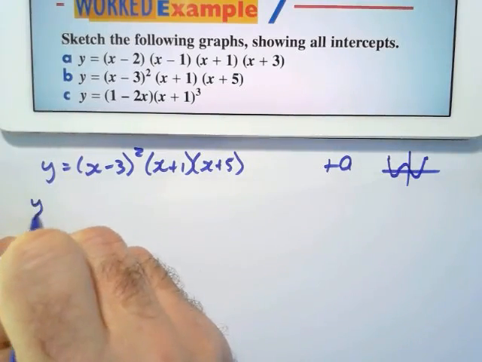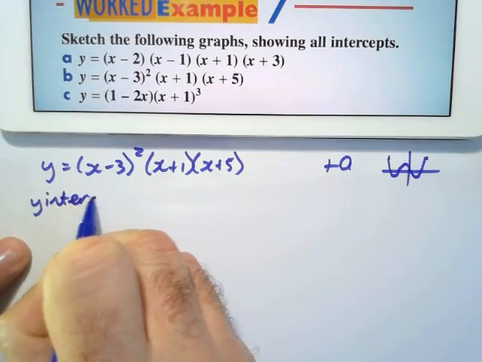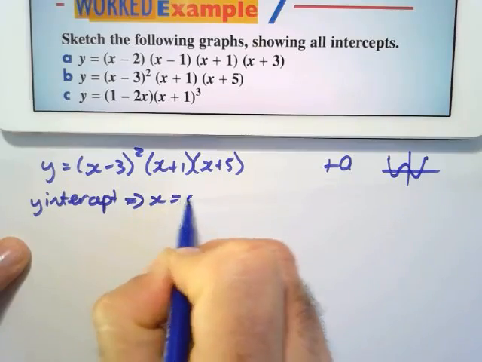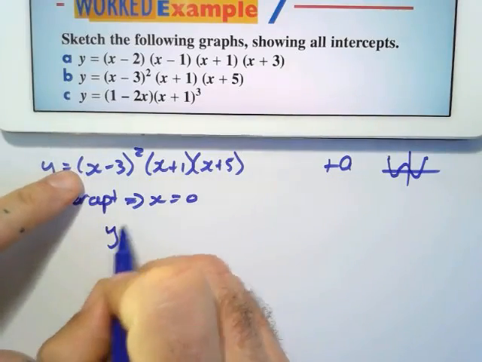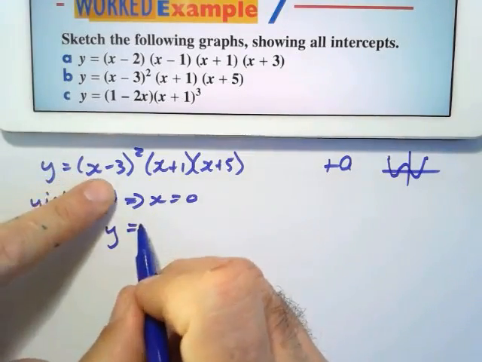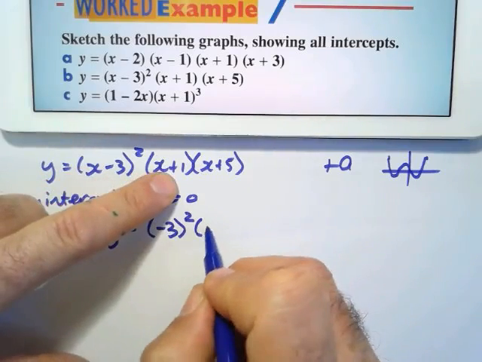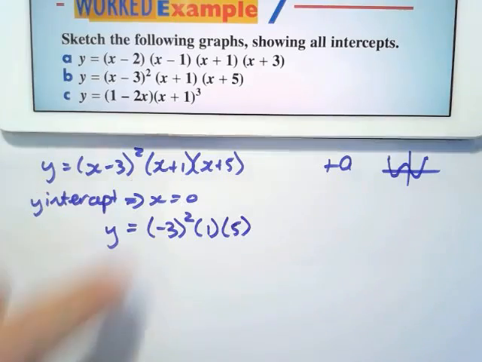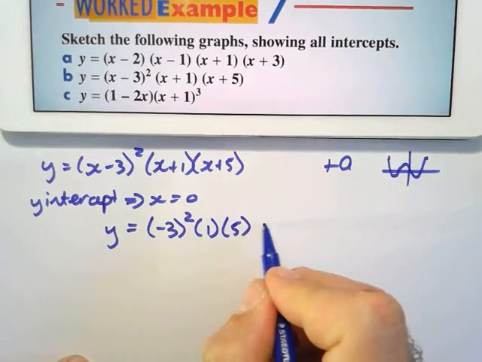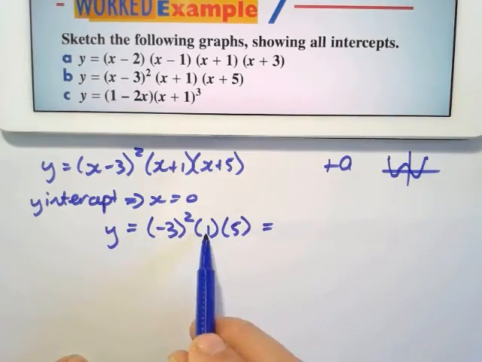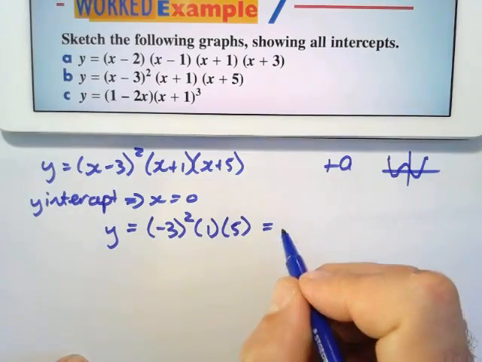I'm going to say my y-intercept is where x equals 0, which means if x is 0, y is going to be minus 3 squared, multiplied by 1, multiplied by 5. And that equals minus 3 times minus 3 is 9, times 1 is 9, times 5 is 45.